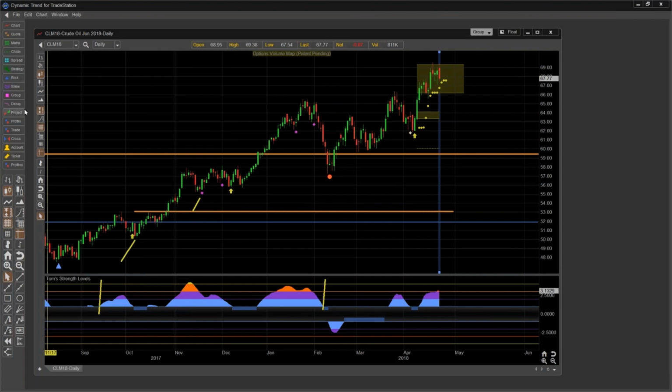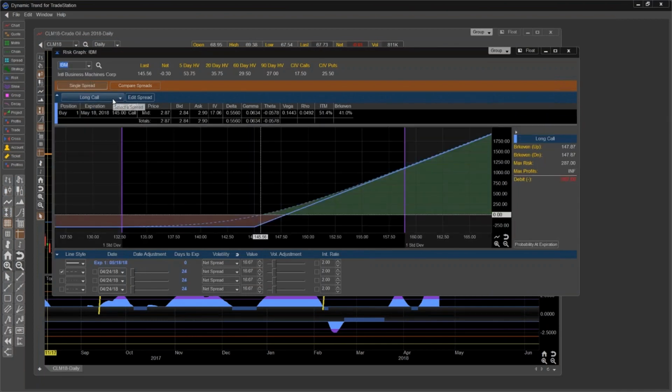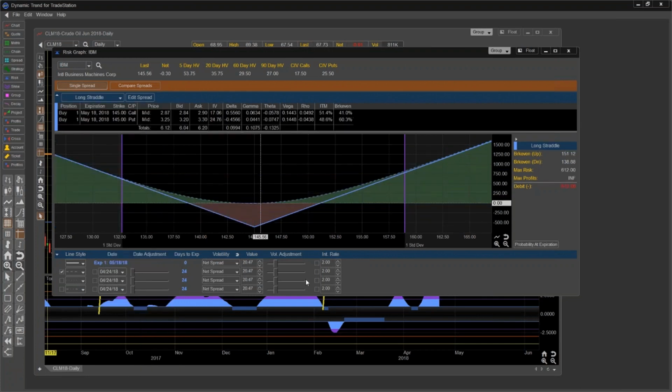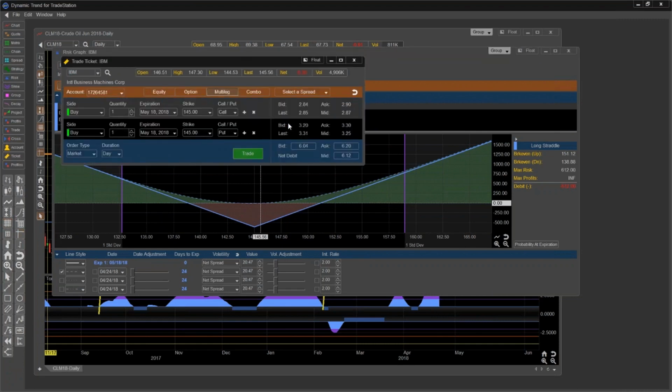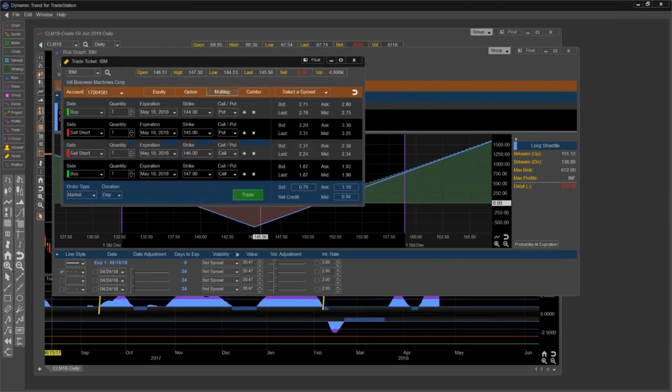For example, if you're in a risk graph for IBM, and you set up and say, you know what, I'm going to take a long straddle, and you look at it and say, that's good, all you got to do is right click and it'll create that trade ticket for you as well. Or you can just open up a trade ticket and say, I just want to trade a condor. Boom. We'll build an ideal condor for you.